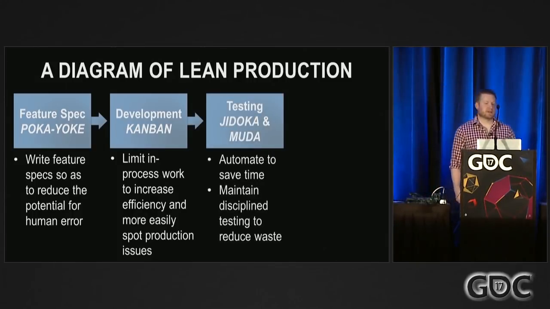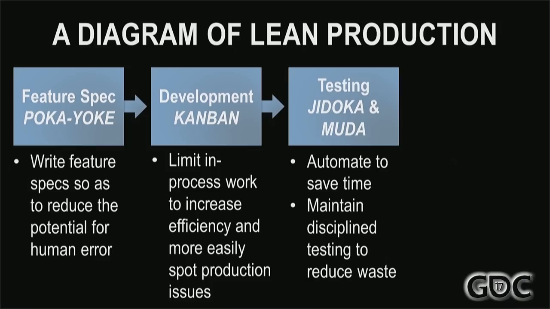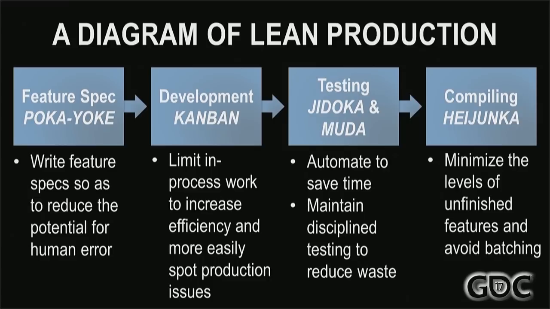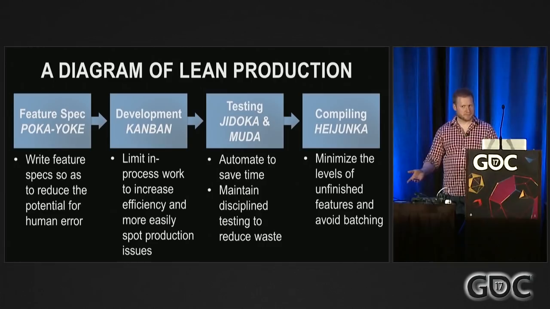When you're actually doing testing, you want to do jidoka, you want to deal with automated tests, and muda, you want to focus on eliminating waste through disciplined QA processes. And finally, when you're compiling, you want to observe heijunka. You want to minimize the level of unfinished features and avoid batching. You want to keep continuous integration going and keep applying QA to make sure that things are ready to ship.